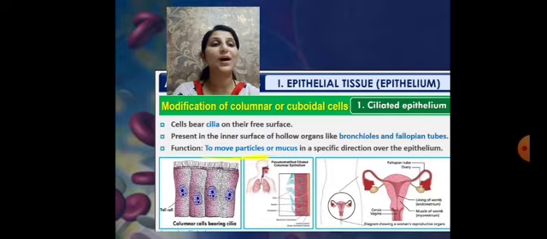In order to move particles or mucus in a specific direction over the epithelium, it helps to move the substances. It can be mucus. In the case of bronchioles, they are lined by mucus. So for the movement of the mucus in a particular direction, the bronchioles are lined by ciliated epithelium. Whereas in the case of the fallopian tube, it aids in the transport of the ovum along the fallopian tube. So that is the function of the ciliated epithelium, which has cilia on the free surface of columnar and cuboidal cells.